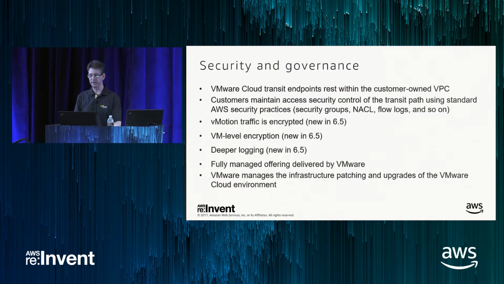Okay, so this has been a really quick diagrammatic tour of what VMware Cloud on AWS is. There are a couple of pieces that are really important to be aware of. One is that the VMware Cloud transit endpoints all reside in the customer VPC. And so neither VMware nor AWS is in any way controlling the network access and network policy that you have around network interconnectivity. You continue to use security groups on the AWS side.